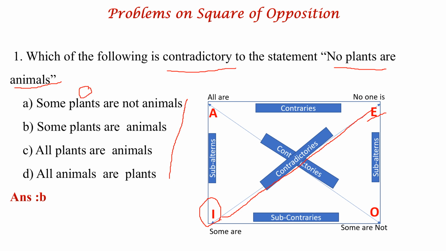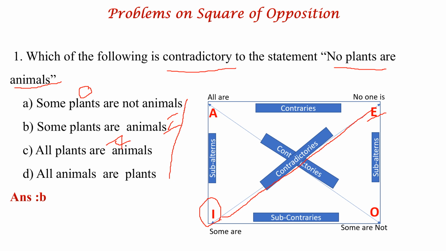And the second, B statement, some plants are animals. Some are. That means I type, our answer. We want only I type, no? Opposite to E is I. We want I. And you have to check all these statements because there might be a combination of two or more statements. All plants are animals. What type is it? All are. A type. Third, C is A type.